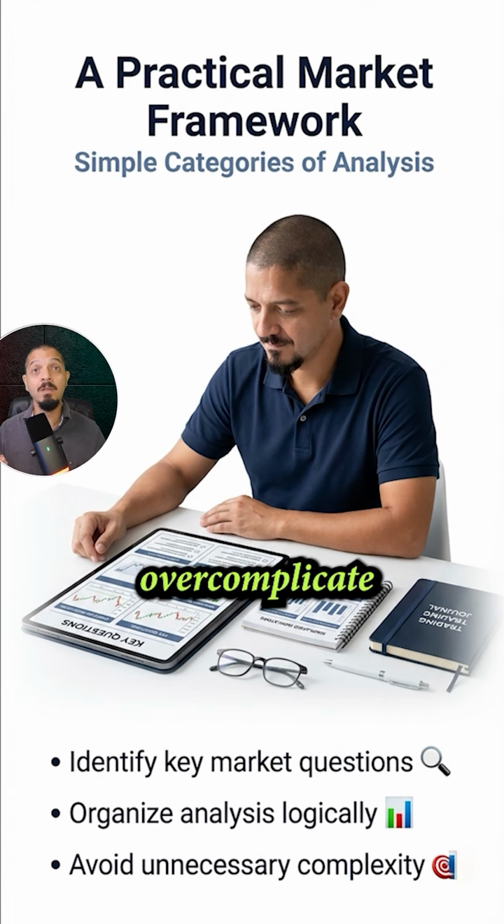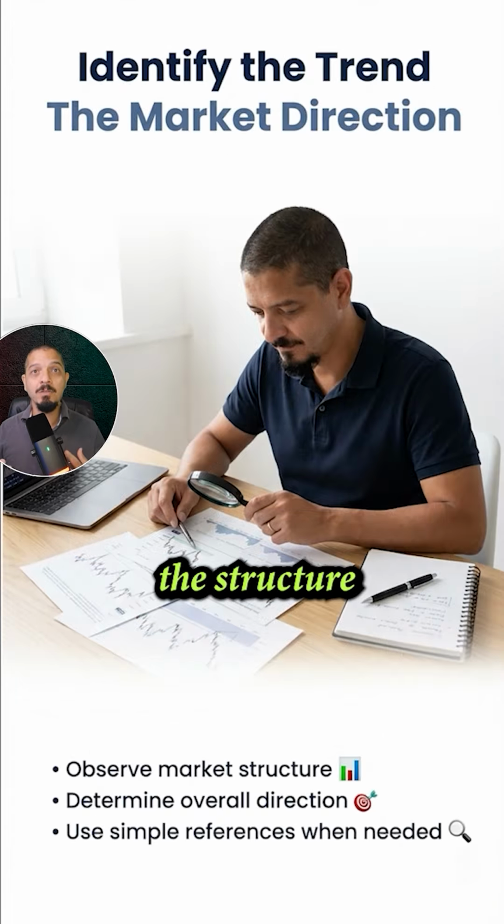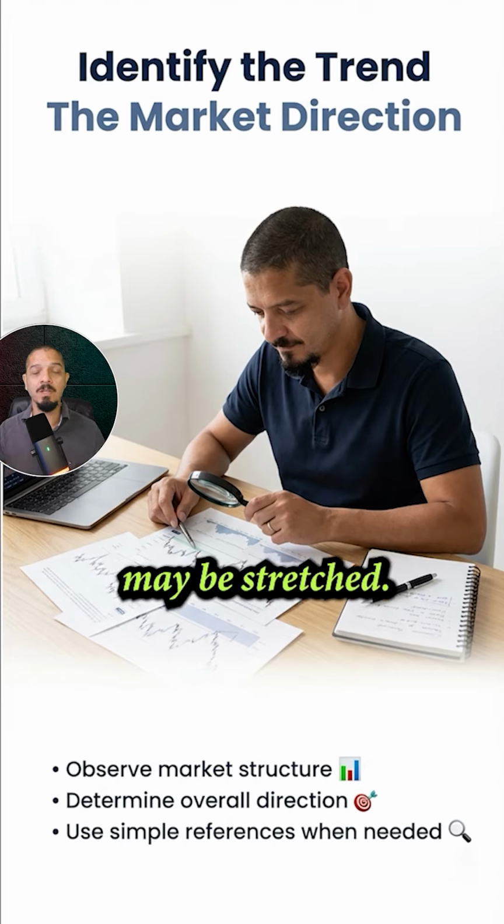Many traders overcomplicate this step, but the trend can often be recognized simply by observing the structure of the chart or using a basic moving average as a reference. Second, he looks for overbought or oversold conditions. These moments can signal that the market has moved too far in one direction and may be ready for a pullback or reversal. Tools like Williams %R were designed to highlight situations where price may be stretched.